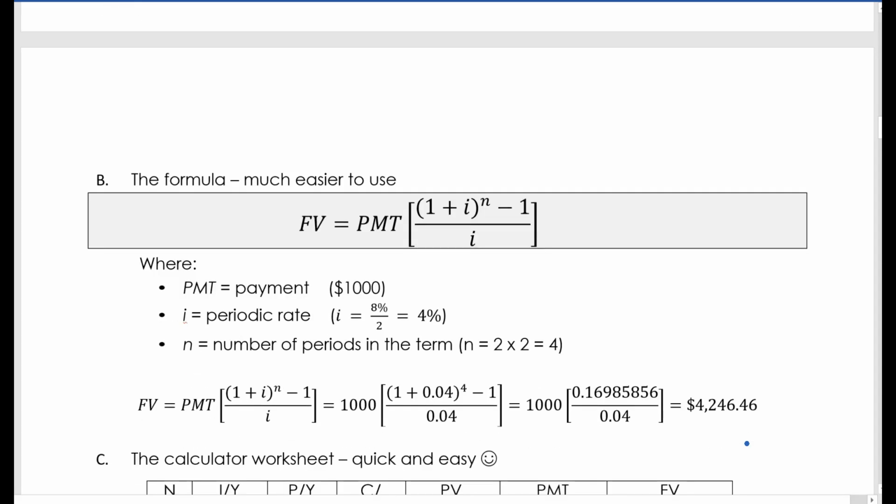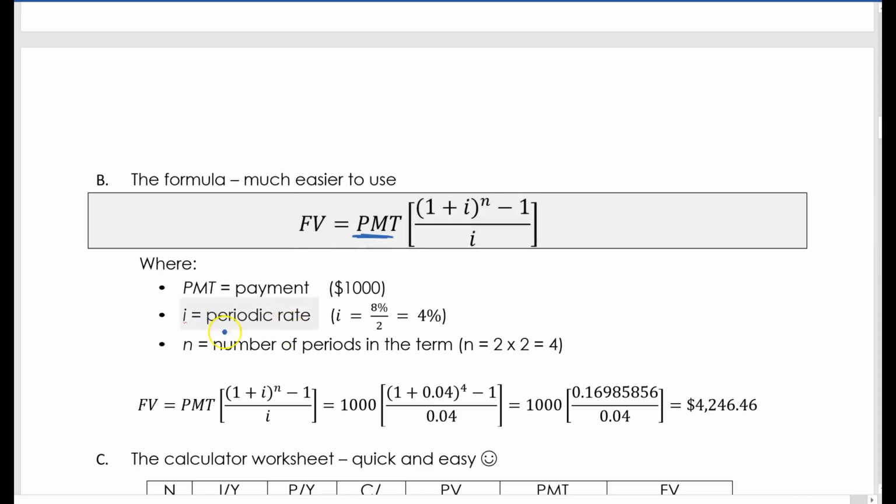We could use the formula. It's much easier to use. Again, we have our payment, which is $1,000. So this is where this comes in, because each payment, now you've got to remember, you're taking the future value of that payment, however many periods in the future.